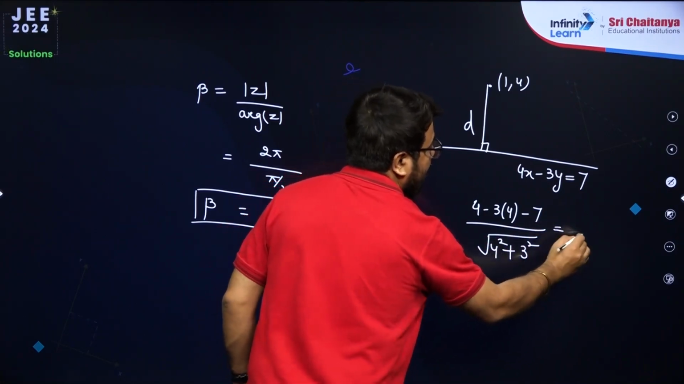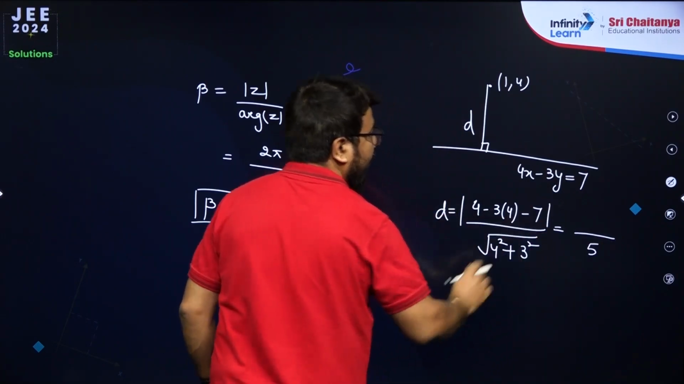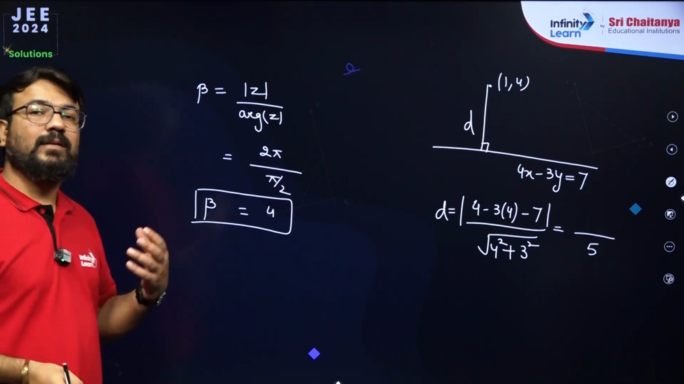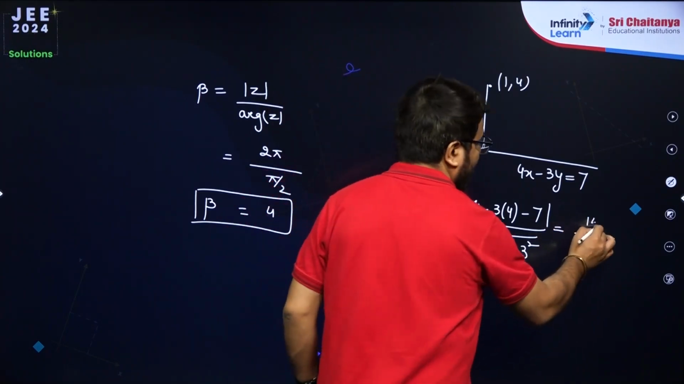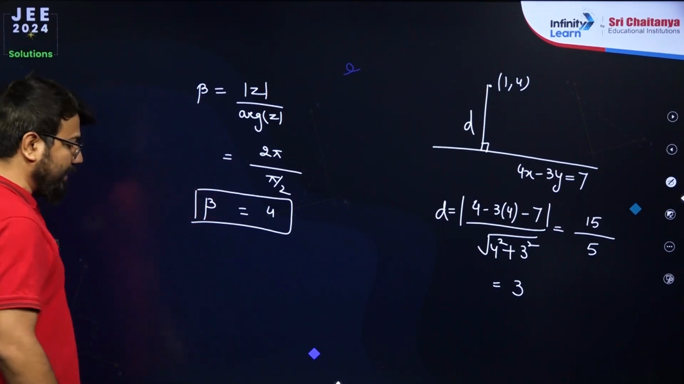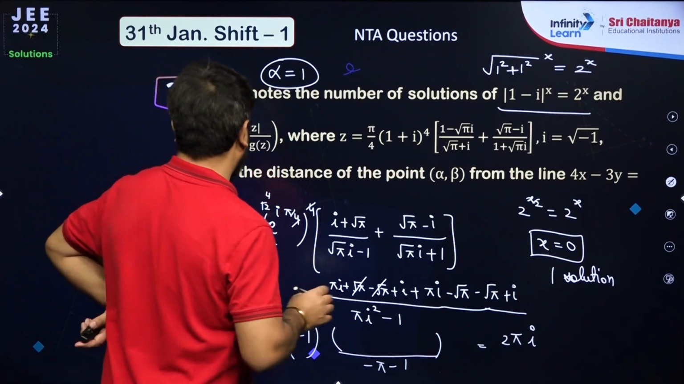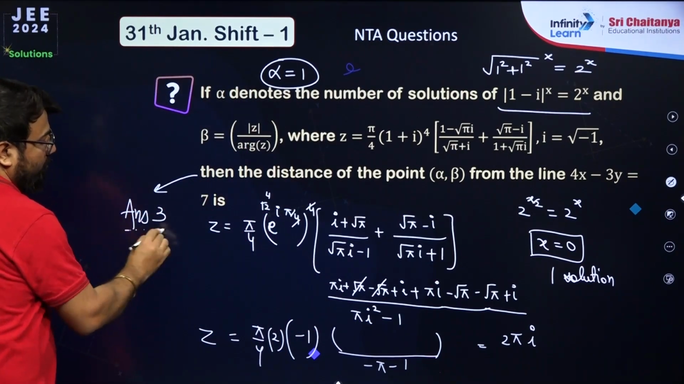4 square plus 3 square, that will be 5. And here it will be minus 12 minus 7. So that is becoming minus 19. Minus 19 and plus 4, that is becoming 15. 15 over 5 is becoming 3. So the distance is 3. I think the answer to this problem will become 3. Okay, so the answer to this problem is 3. I hope you understood this.